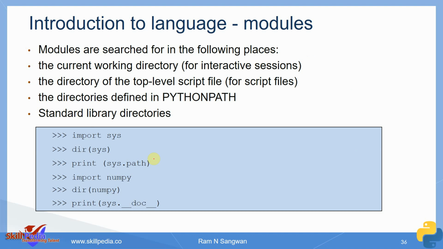Introduction to language modules. Modules are searched in the following places. First, the current working directory for an interactive session; the directory of the top level script file, that is for script files; the directories defined by PYTHONPATH; and the standard library directories. This is how we use it in the Python prompt itself. Interactive session: import sys, dir(sys), or print sys.path, import numpy. These are all modules, and we'll go through them one by one. The next session is math, so we'll discuss only one module, the math module. We are going to spend nearly 1 hour only on the math module.